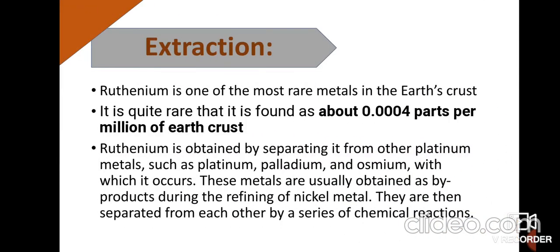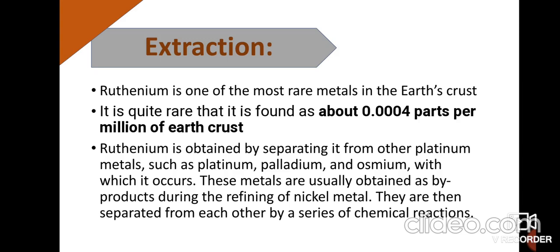Now let's see how ruthenium is extracted. So ruthenium is one of the most rare metals in the Earth's crust, as we have discussed earlier that it's not easily available, and it is about 0.004 parts per million of Earth's crust, which is a very little amount.